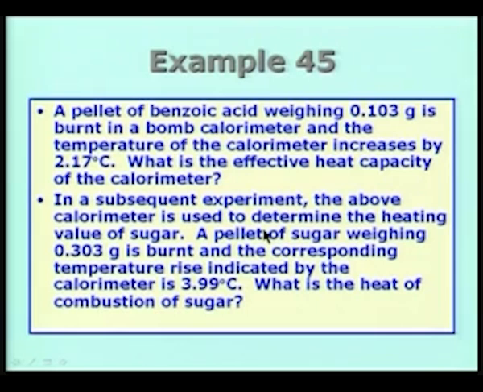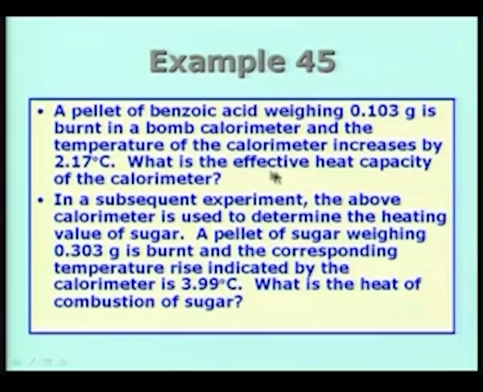Let me take an example, and then through that I will work out the details. So, we have taken example 45, divided into two parts. The first part: a pellet of benzoic acid which weighs 0.103 grams. So, you realize that the weighing must be done very accurately with a balance which is capable of giving milligram accuracy. 0.103 gram is burnt in a bomb calorimeter, and the temperature of the calorimeter increases by 22.17 degrees Celsius. This is the first experiment.